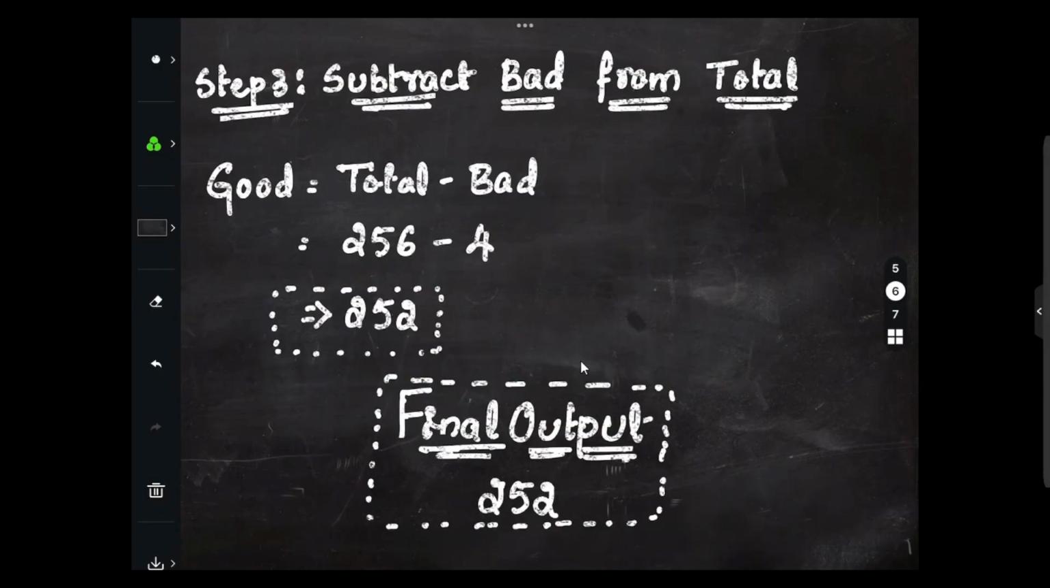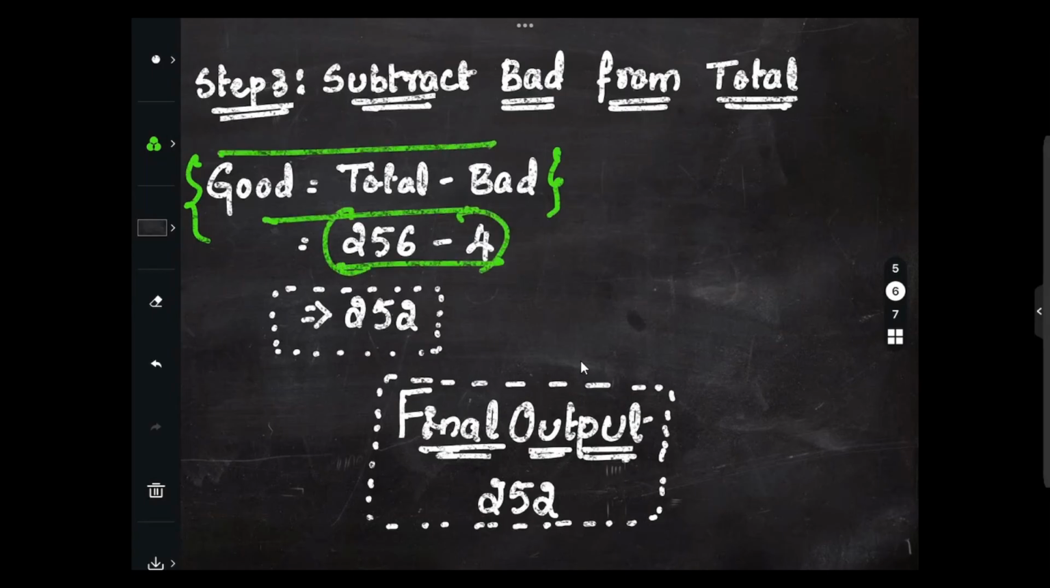So we have to subtract 4 from 256, right? 256 is the total sequences, and 4 is the bad sequences we got, meaning only red edges. So we subtract the bad sequences from the total sequences. Here, good equals total minus bad. This is nothing but 256 minus 4, which will be 252.